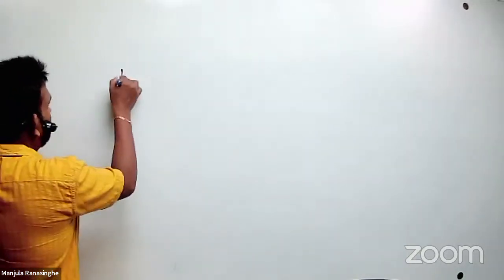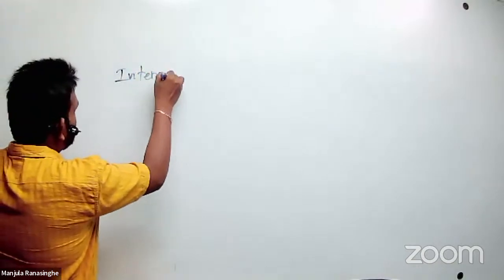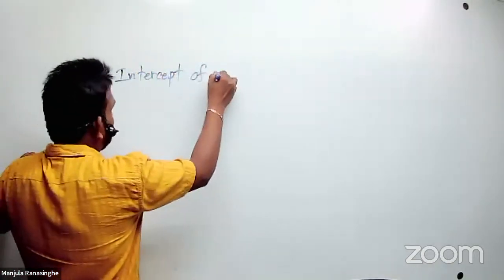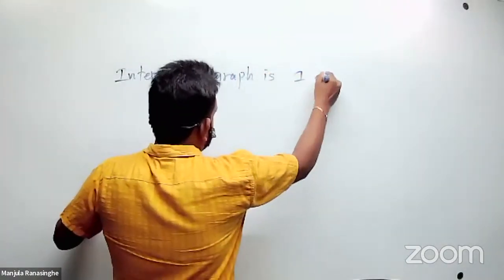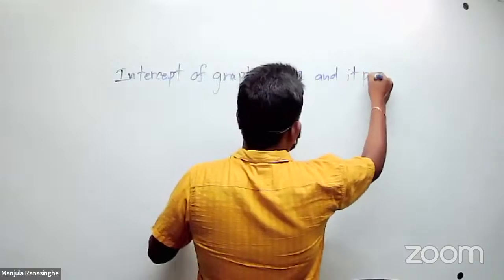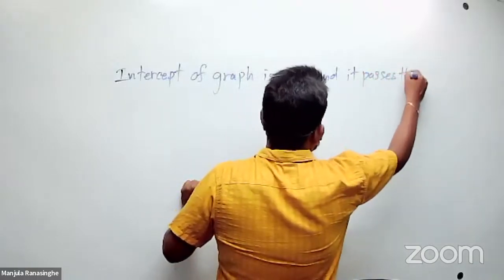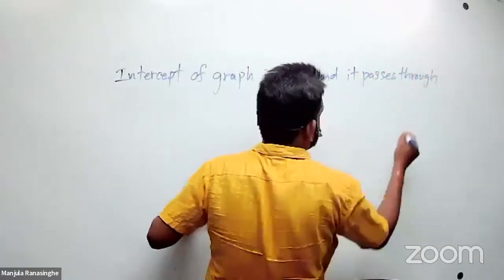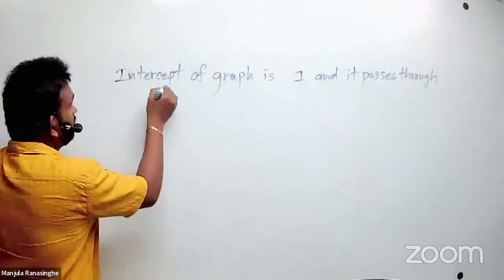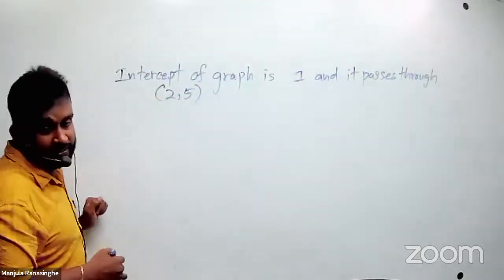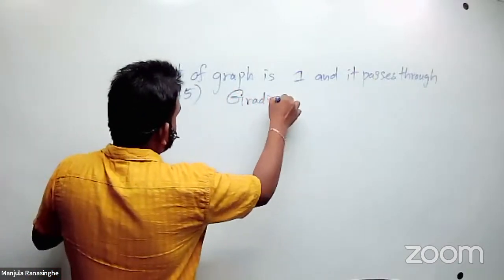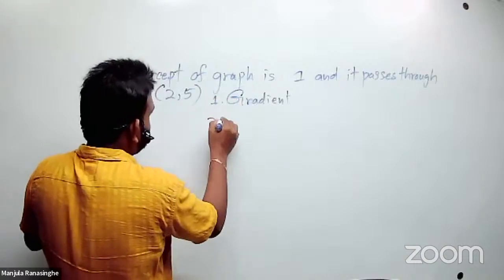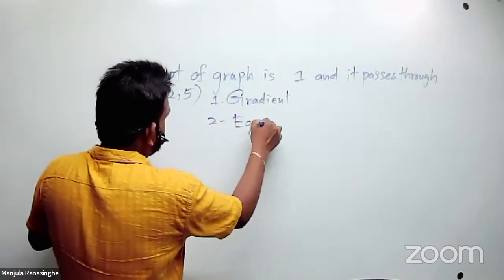Example: the intercept of a graph is 1, and it passes through the point 2 comma 5. So what they're asking is, first part, find the gradient. Second part, write the equation of the straight line.